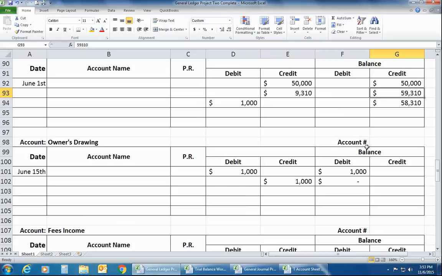Finally, we had a debit balance of $1,000 in the owner's drawing account. We added a credit to the owner's drawing account, which zeroed that out. And at the same time, we debited the owner's capital account, leaving us with that balance of $58,310. So that's an overview of the closing process and how to analyze it with all of the different types of accounts and journals and ledgers.